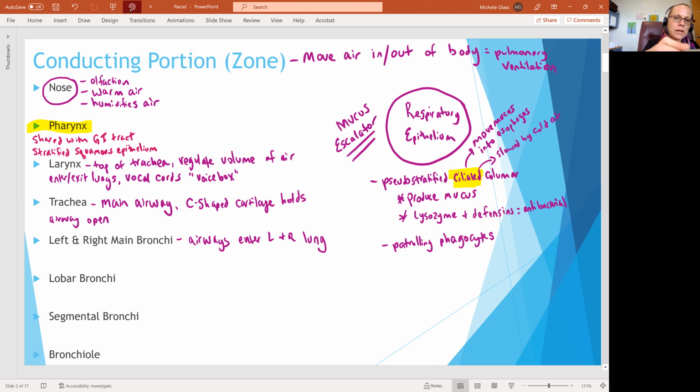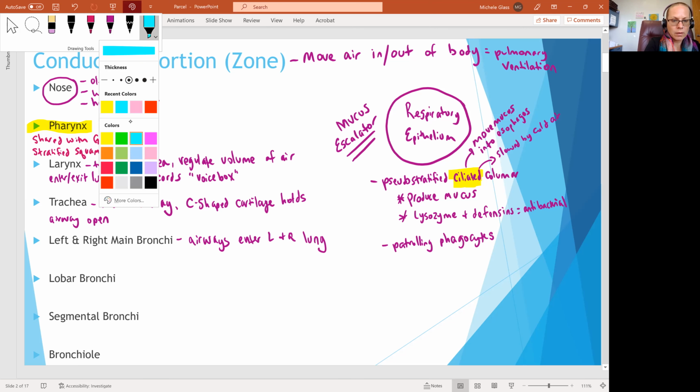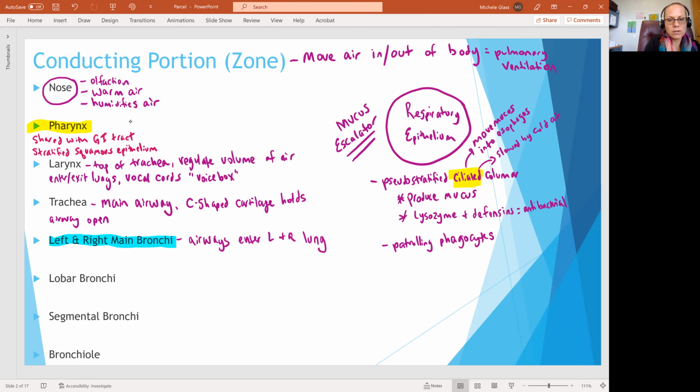And so I'm going to highlight here with a blue color that we have actually entered the lung at this point. And so let me go ahead and highlight the remaining portions of the conducting portion to show that these are all inside of the lung. So the rest of our structures, the lobar bronchi, segmental bronchi, and the bronchioles are all classified as inside of the lung.